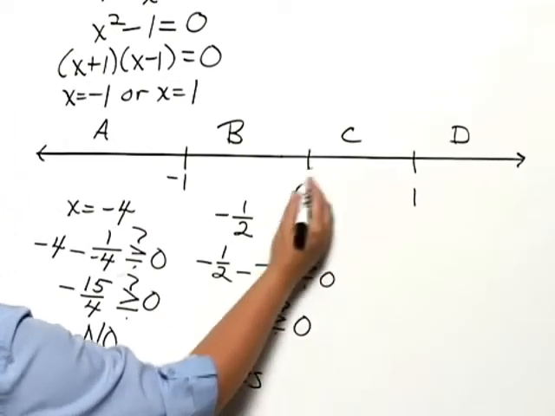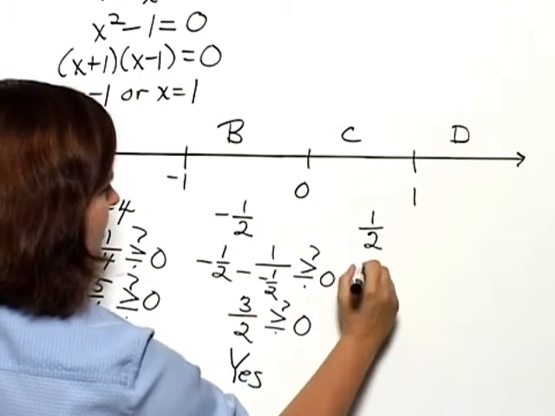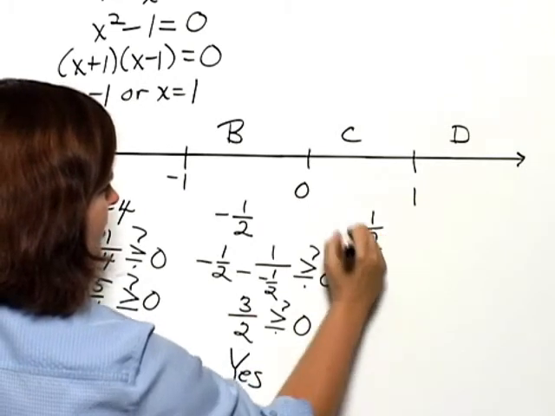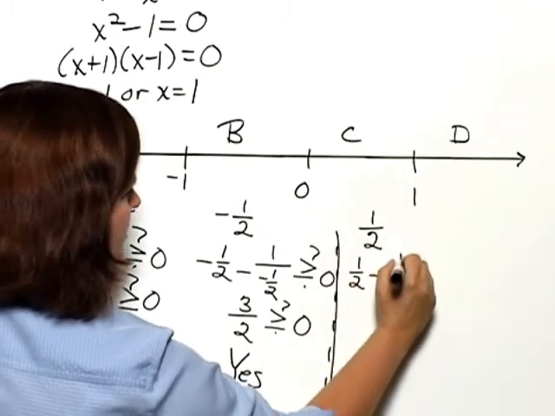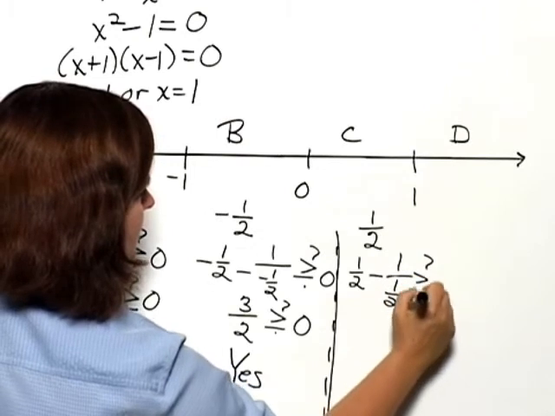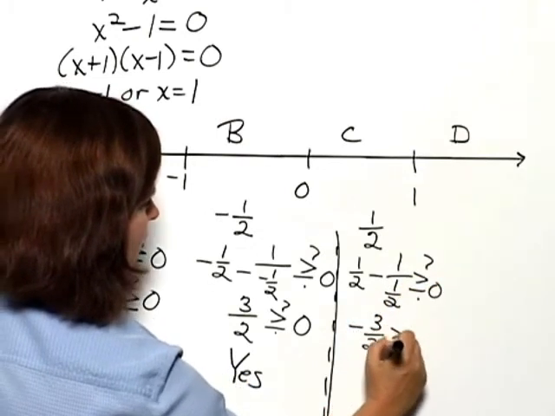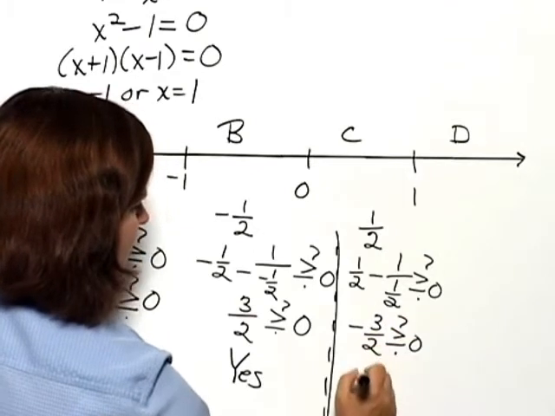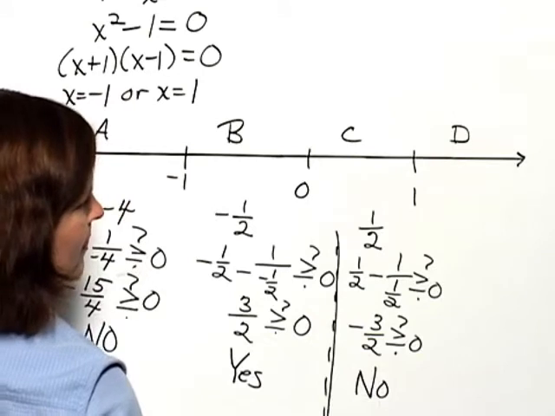Let's try the same thing for C. We'll try positive 1/2. Again, we ask ourselves, is 1/2 minus 1 over 1/2 greater than or equal to 0? We have negative 3/2 greater than or equal to 0. That's not true. So that's not part of our solution set.